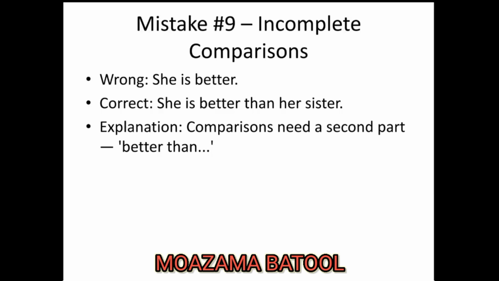Mistake number 9, incomplete comparison. If we are supposed to do a comparison between two persons or two things, it is best to mention both things or both persons in the sentence. For example, "she is better." This sentence is not conveying the full meaning, that is, with whom she is being compared. So the correct sentence is, "she is better than her sister." Comparisons need a second part, better than.